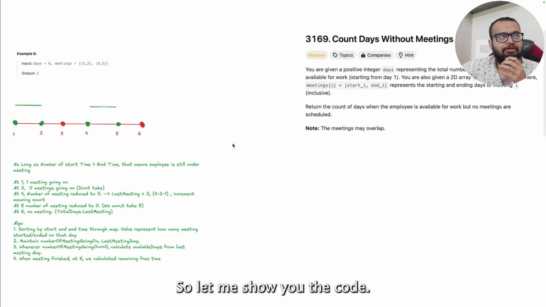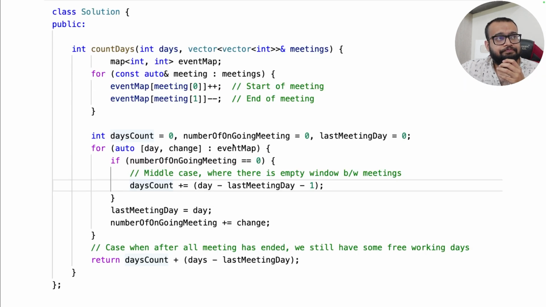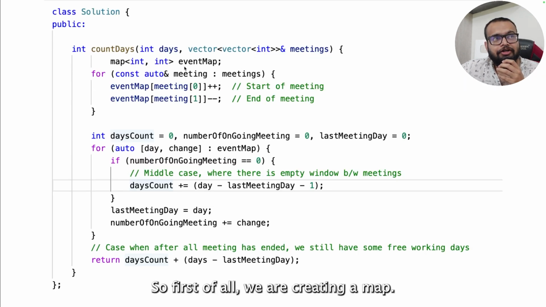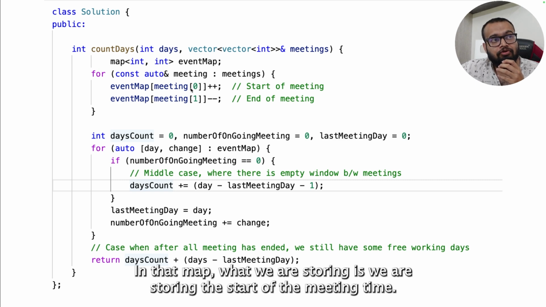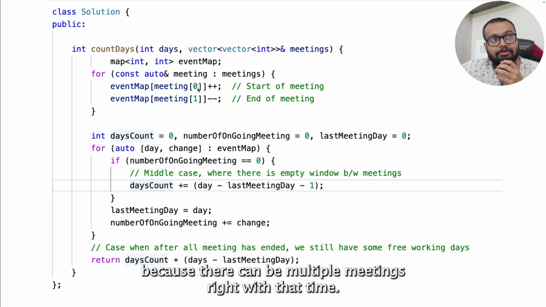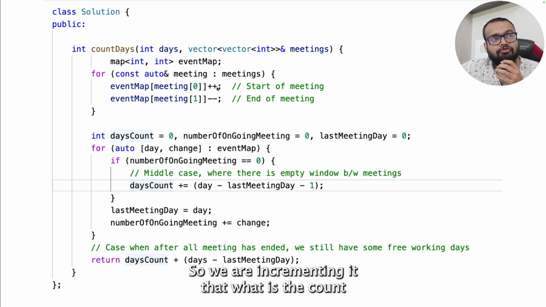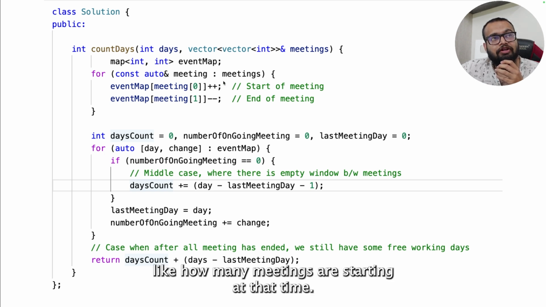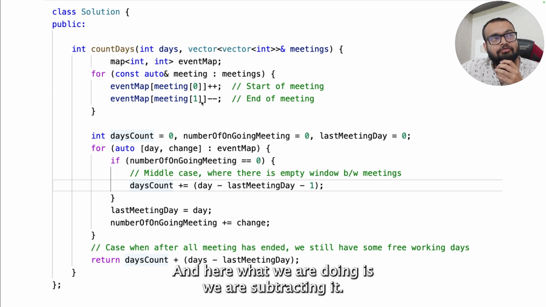So let me show you the code. This is how the code looks. First of all, we are creating a map. In that map, we are storing the start of the meeting time, and we are incrementing it because there can be multiple meetings with that time. So we are incrementing the count of how many meetings are starting at that time. And here we are subtracting it.